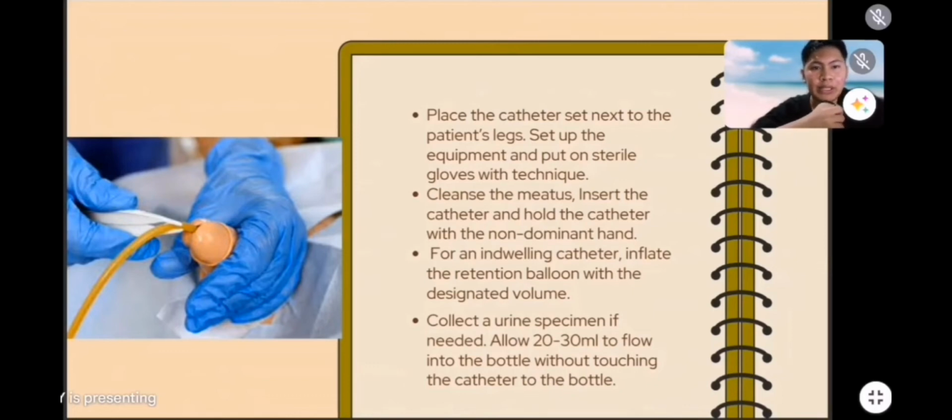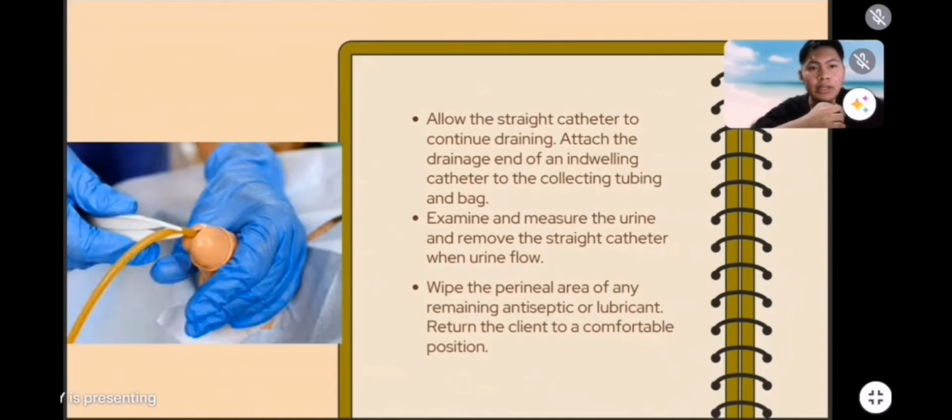Cleanse the meatus, insert the catheter and hold the catheter with the non-dominant hand. For an indwelling catheter, inflate the retention balloon with the designated volume. Collect a urine specimen if needed. Allow 20 to 30 ml to flow into the bottle without the catheter touching the bottle.